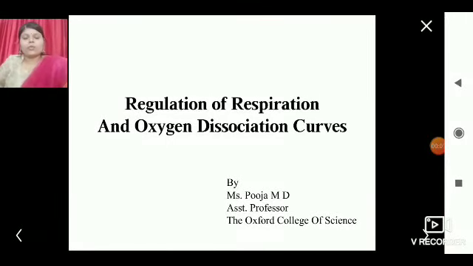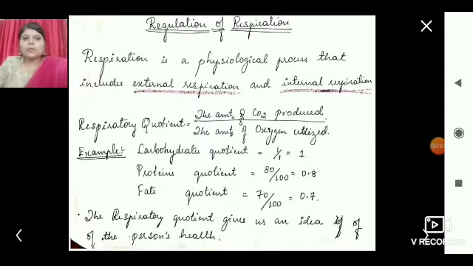Today's topic is regulation of respiration and the oxygen dissociation curves. First of all, we need to know what respiration is. Respiration is a physiological process that includes external respiration and internal respiration. What do we mean by external respiration? External respiration involves your breathing, where gas molecules interact with the environment outside, exhaling and inhaling, simply called breathing.